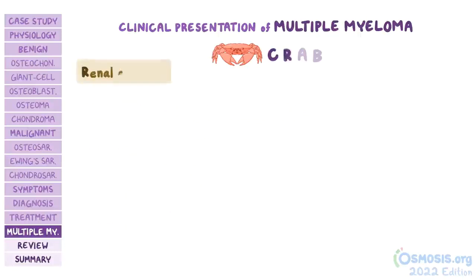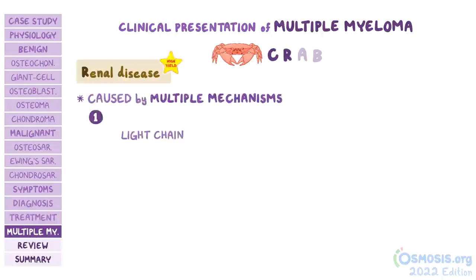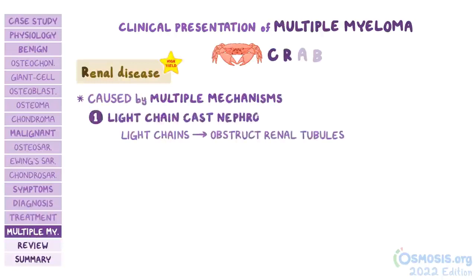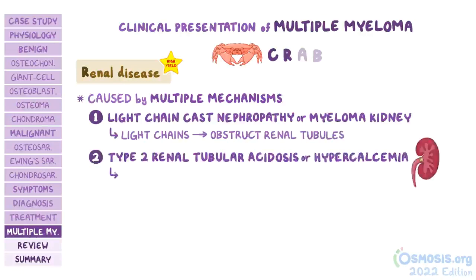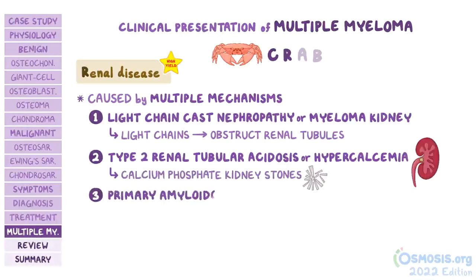Alright, R is for renal disease, which can be caused by multiple mechanisms. First, the light chains can deposit in and obstruct the renal tubules, and this is called light chain cast nephropathy, or myeloma kidney. A second cause is type 2 renal tubular acidosis, or even hypercalcemia, which might result in the formation of calcium phosphate kidney stones. Third is by primary amyloidosis.